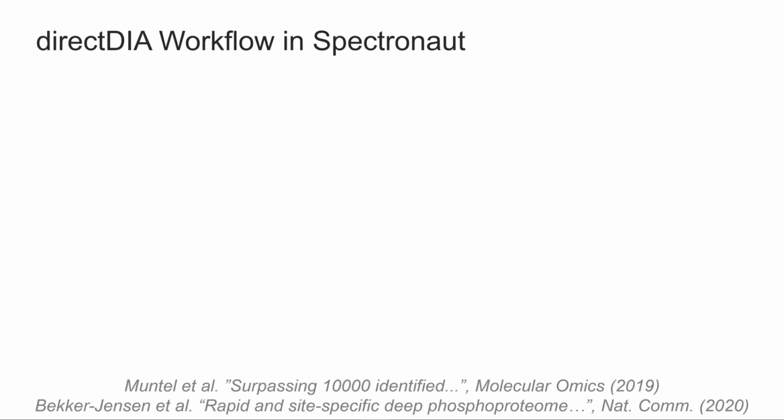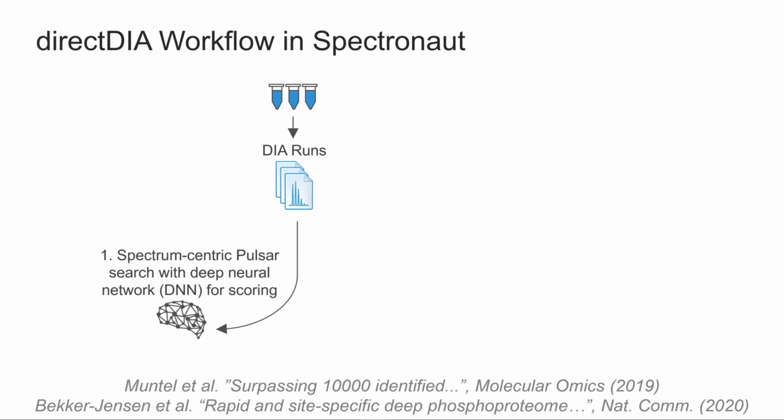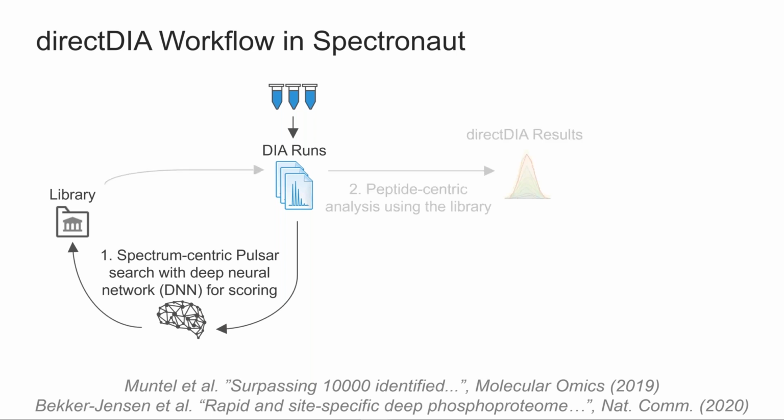Now we can also integrate this updated algorithm into the DirectDIA workflow, and I'm going to show you here what DirectDIA exactly is. So you start off with your samples, you acquire those in single-shot DIA runs, and then you can perform the search that I have presented just before using the Pulsar search algorithm and the deep neural network for scoring. A library is generated automatically from this, and this library is then reapplied to the DIA runs using a peptide-centric analysis, which gives you the DirectDIA quantitative results.